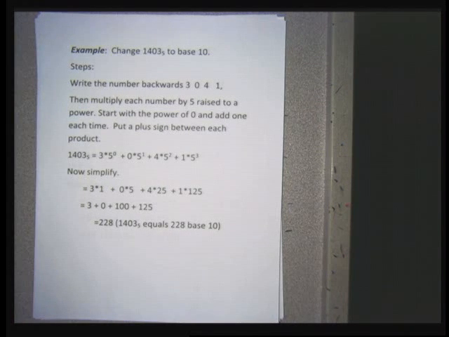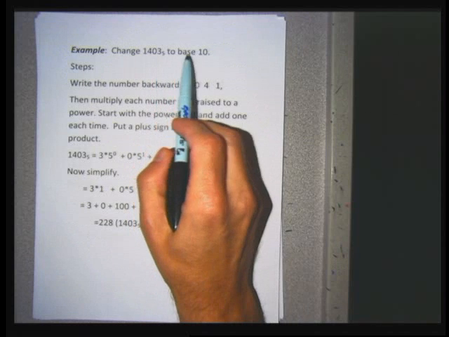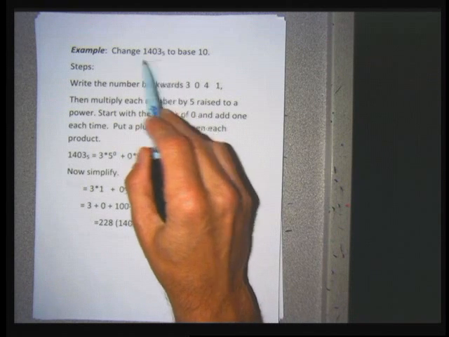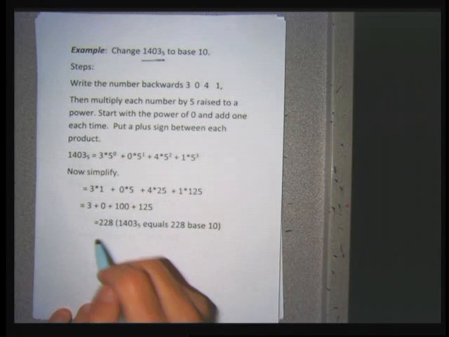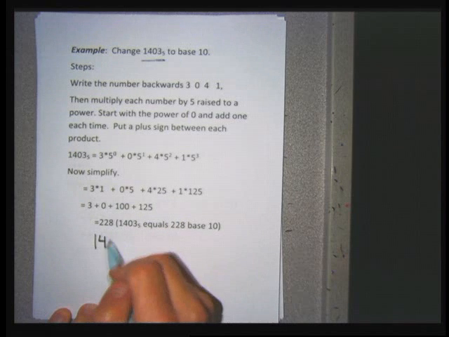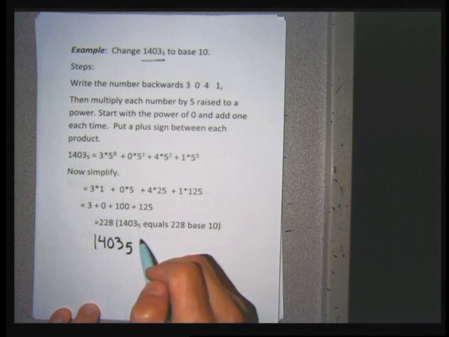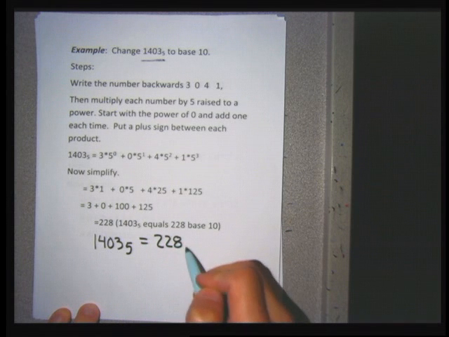So first example, the easy direction. 1403 base 5, I want to convert it to base 10. So I have no idea what 1403 base 5 is equal to. Apparently, it's equal to 228 base 10, because that's what the sheet says, and I don't think I have a mistake here. So 1403 base 5 is equal to 228 base 10.